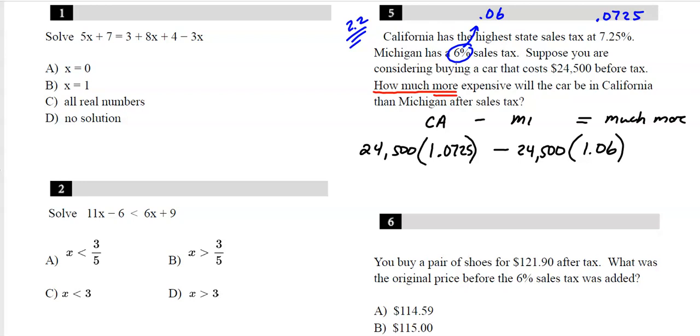So 24,500 times 1.0725 is $26,276.25. And then 24,500 times 1.06 is $25,970. And now I've got to subtract them back out.